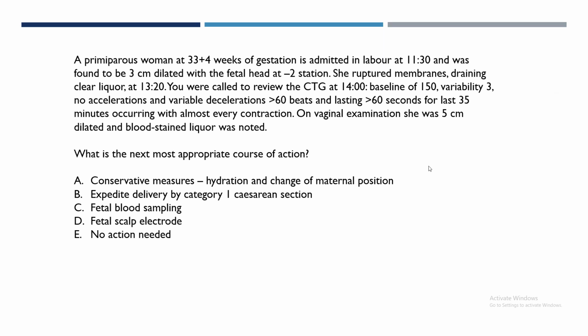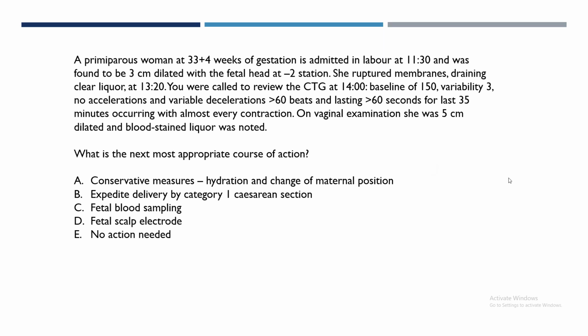So here, when you see the CTG, baseline is reassuring. Variability is non-reassuring, correct? Because the variability is 3 for 35 minutes. Then variable deceleration, a concerning characteristic, is there, lasting more than 60 seconds, and they are occurring for 35 minutes. So it is a pathological feature. It's an abnormal feature. So the CTG is pathological here.